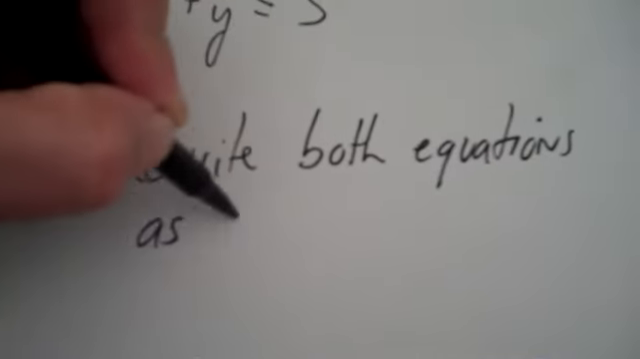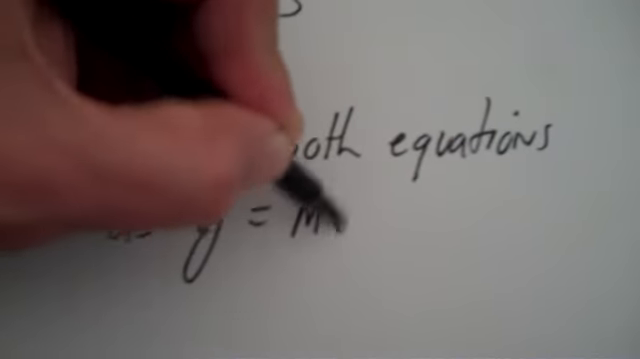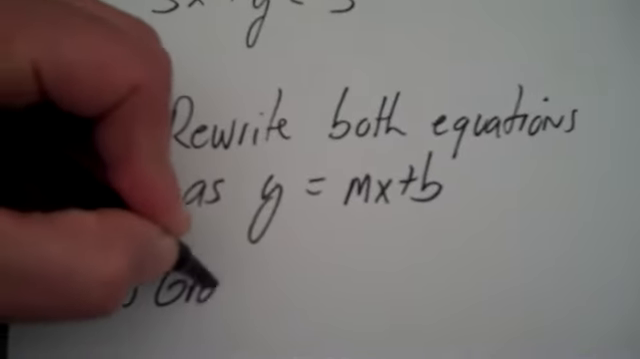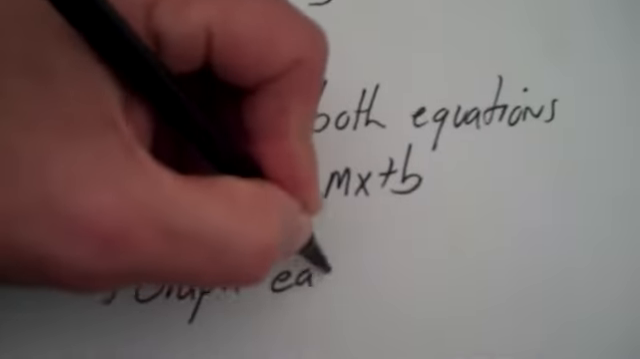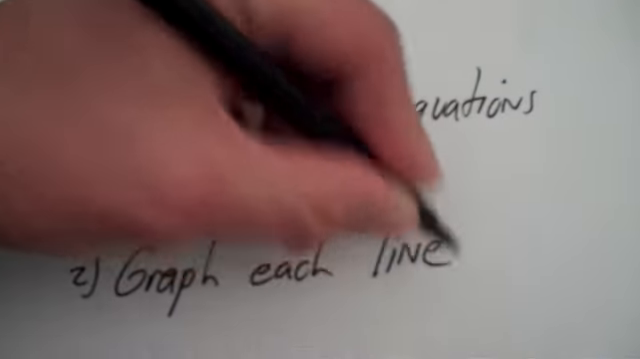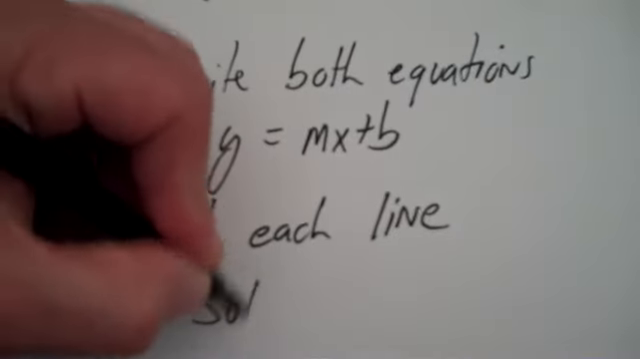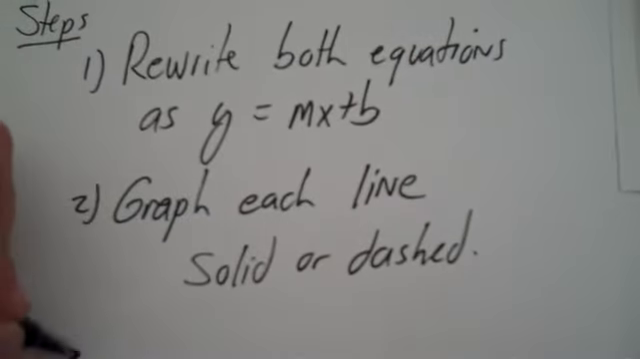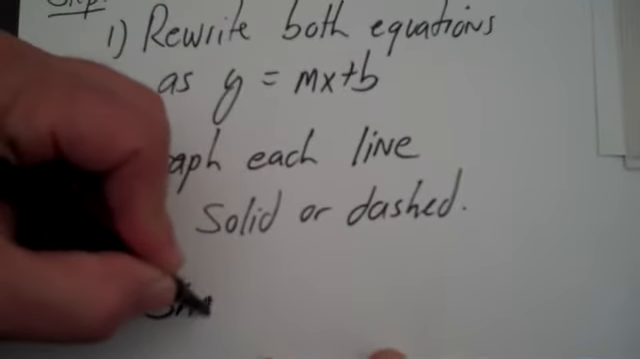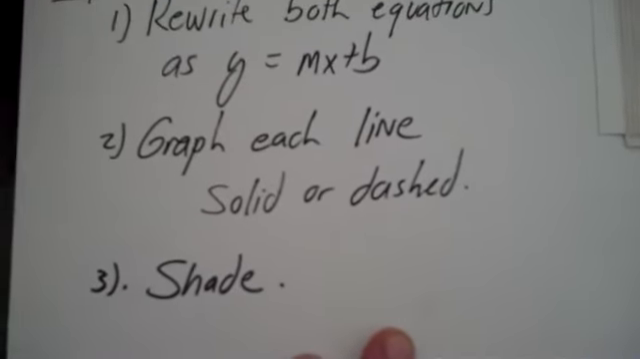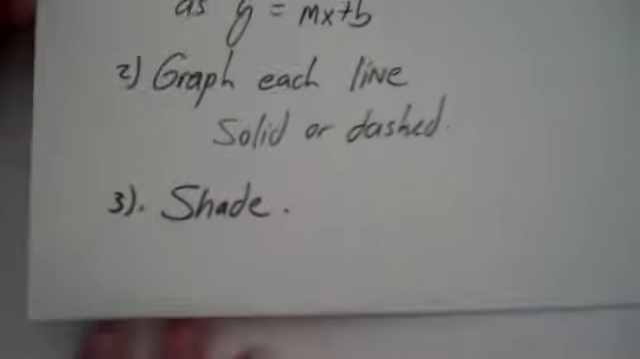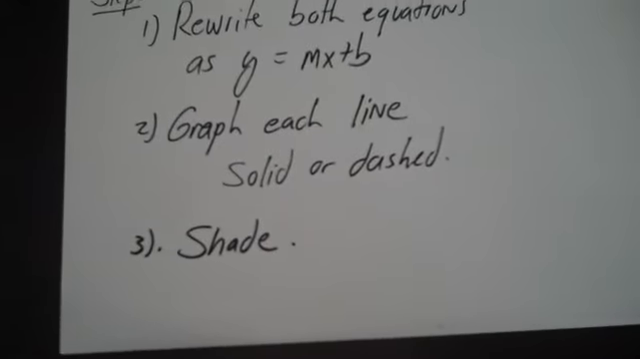As y equals mx plus b. The second step is you're going to graph each line, and the key is you're going to graph it as a solid line or a dashed line. And the third step is you're going to shade, and we'll go over that with the example. So first, let's rewrite these two equations.